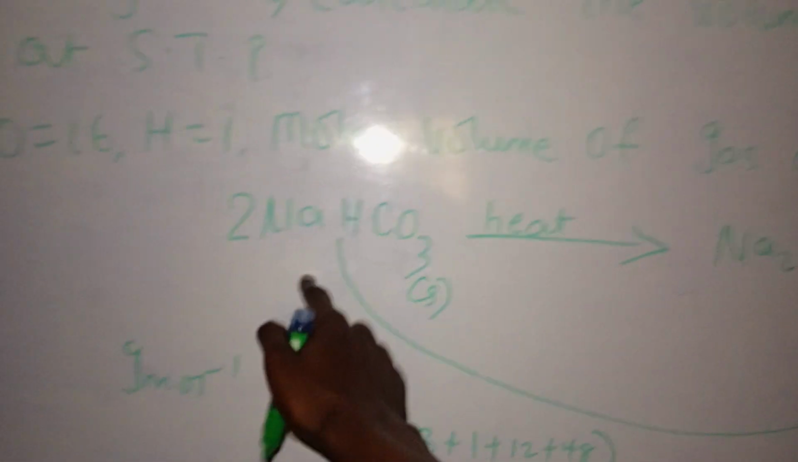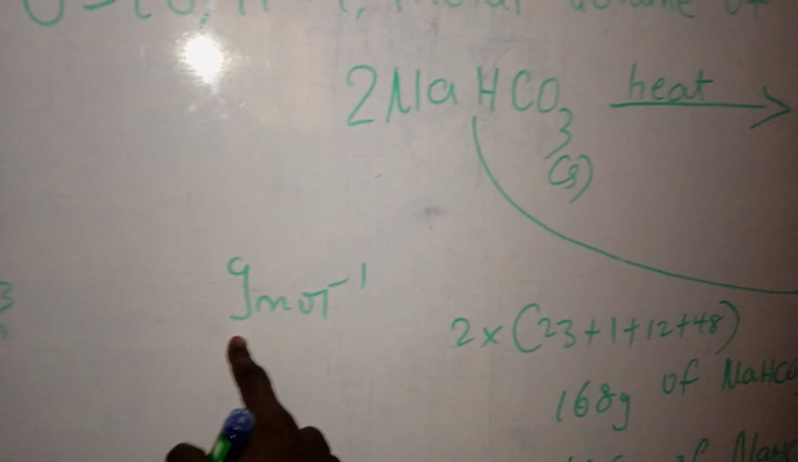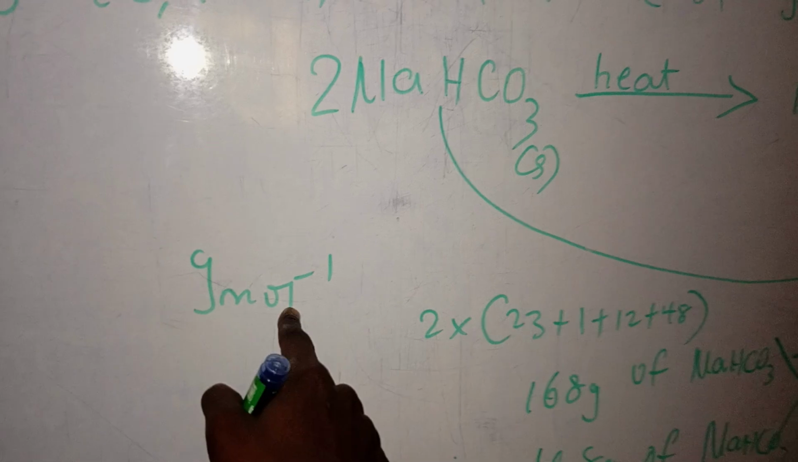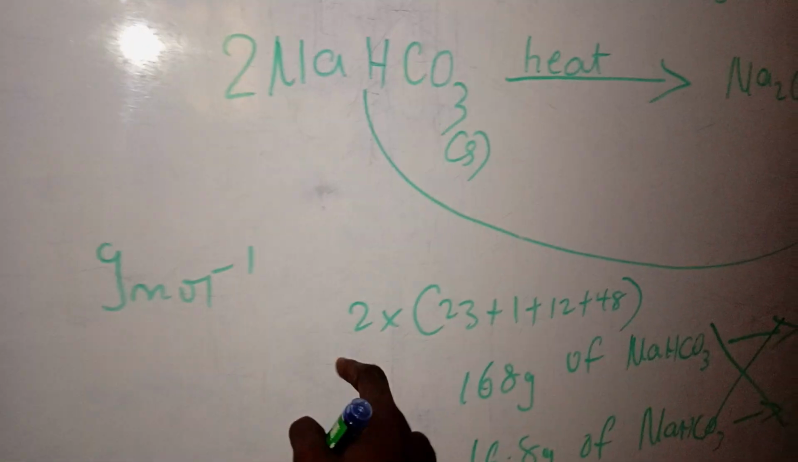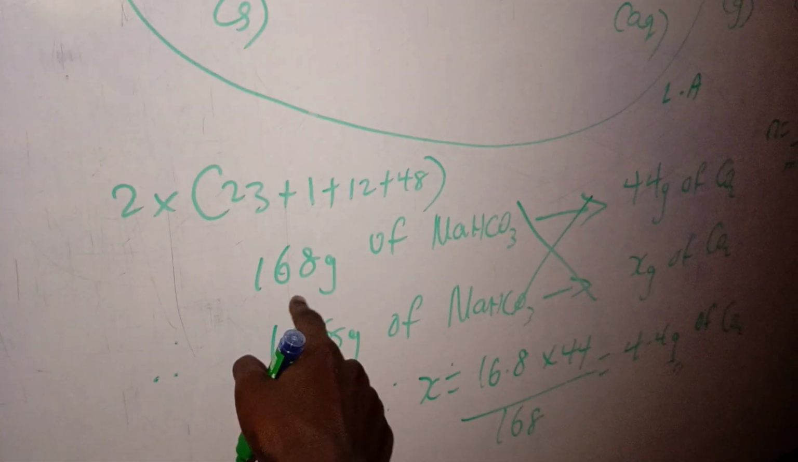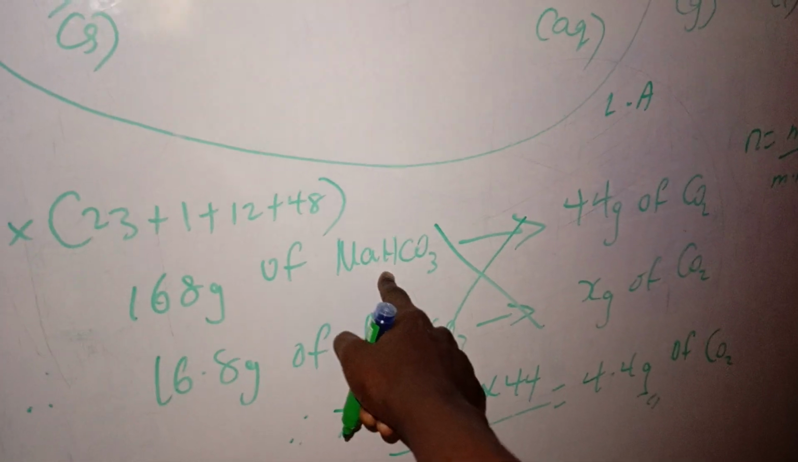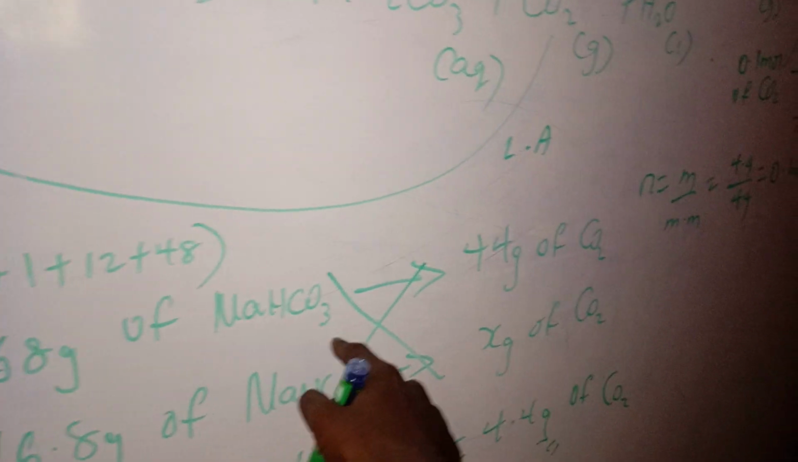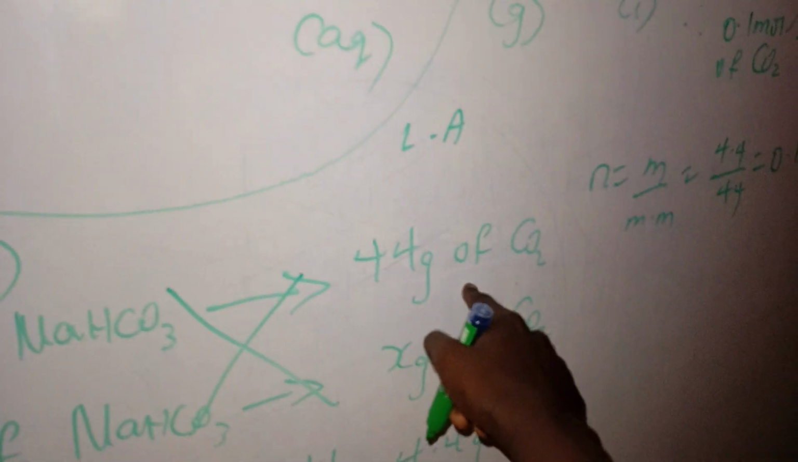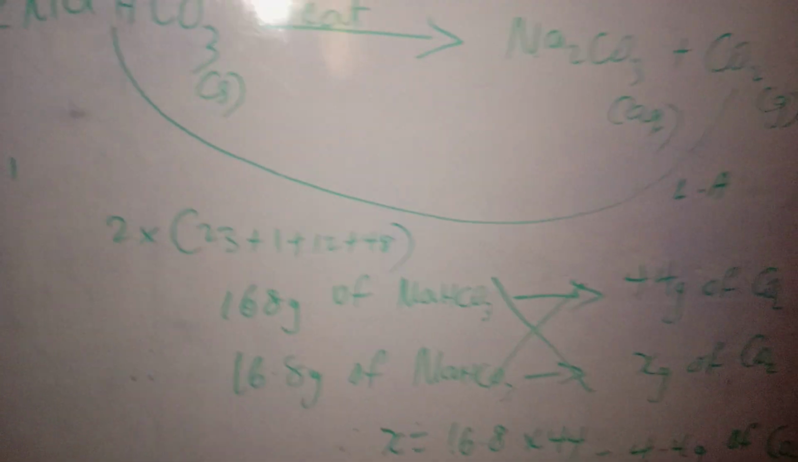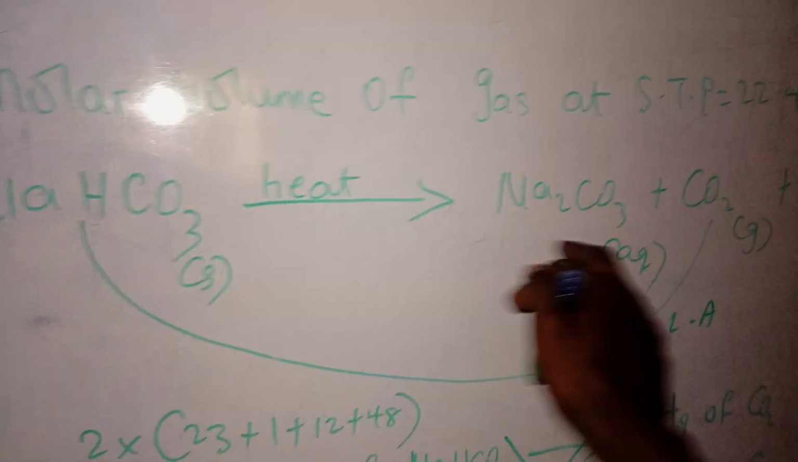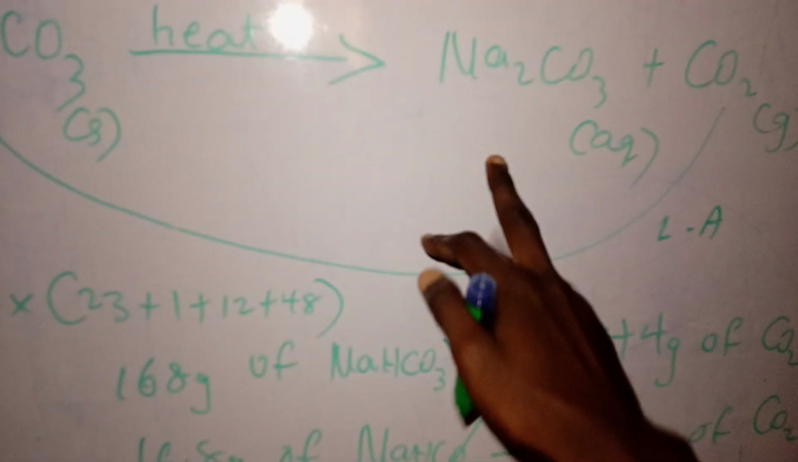Use the molar mass. I told you that the molar mass, the SI unit, is gram per mole. It means for one mole you have a particular mass. Now for 2 moles, I have a particular mass, which is 168 gram of NaHCO3. So 168 gram of NaHCO3 gave 44 gram of CO2. This is the stoichiometry process now. Mass-volume relationship: the mass of the reactant is related to the mass of the product in a balanced equation.